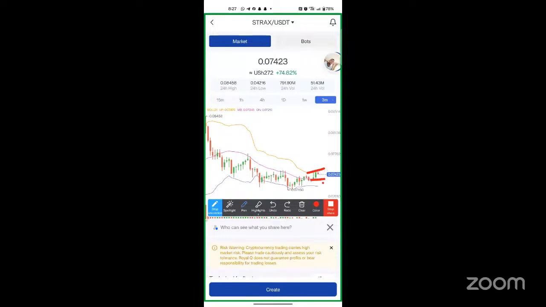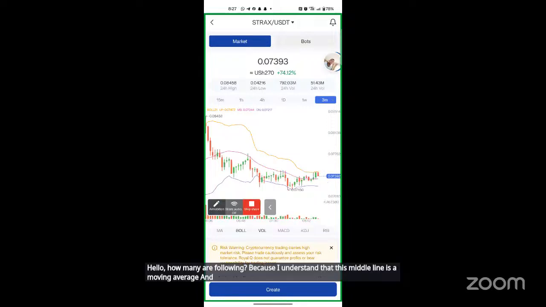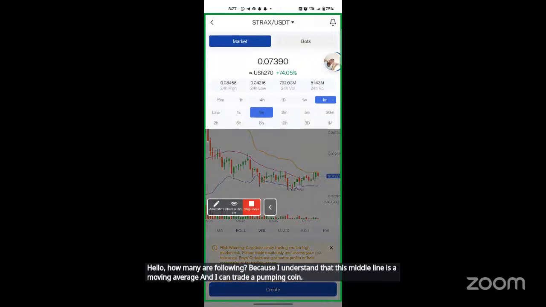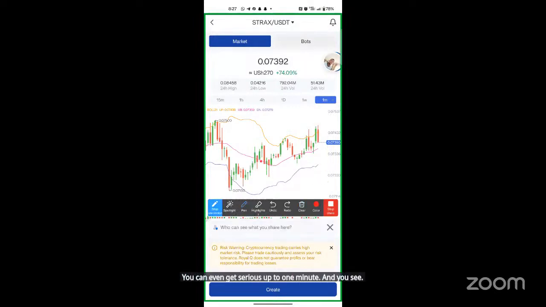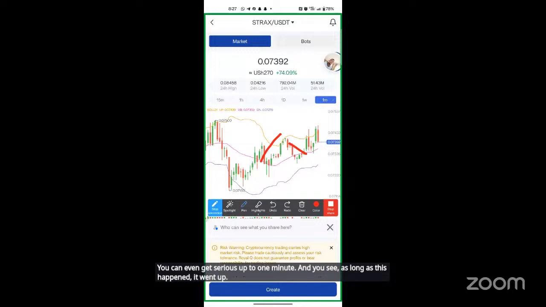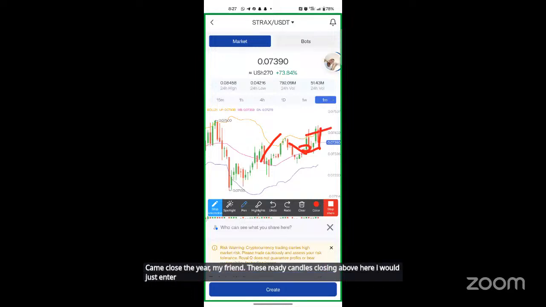Hello, how many are following? Because I understand that this middle line is a moving average. And I can trade a pumping coin. I can even get serious up to 1 minute. And you see, as long as this happened, it went up, came closed here, my friend. This red candle closing above here, I would just enter, take 1.2%.